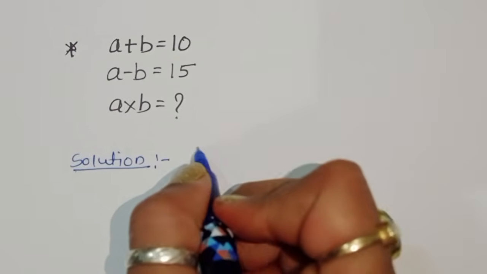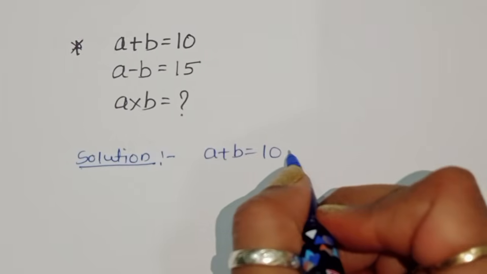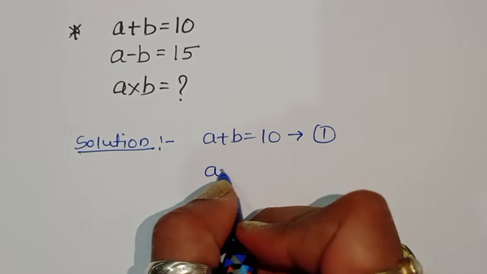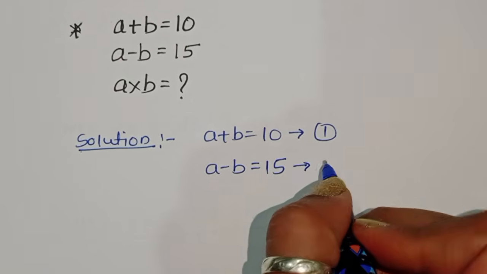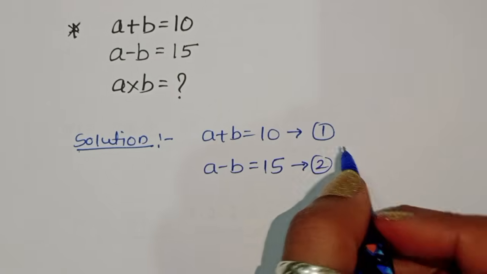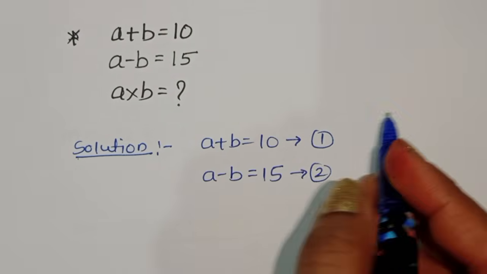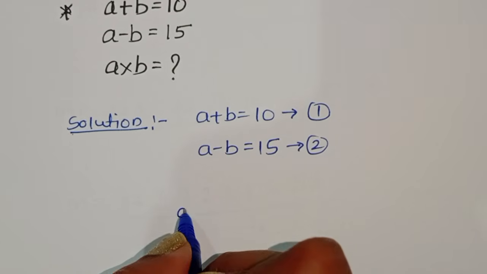Solution: a plus b is equal to 10, right? We can consider this as equation number 1. Next one is a minus b is equal to 15. This is the second equation. We have these two equations, so we have to solve from these. We can add equation 1 and 2.